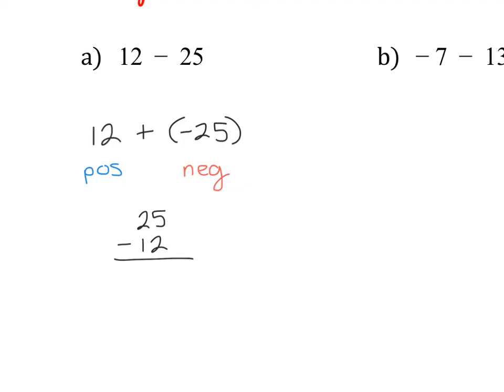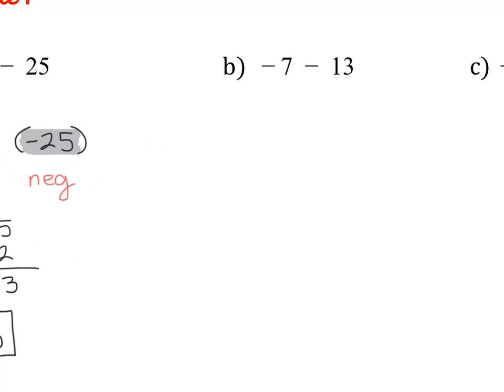So I'm actually going to do 25 minus 12. I'm just looking at the values. I don't care about the sign right now. So 25 minus 12, 5 minus 2 is 3, 2 minus 1 is 1. So my value is going to be 13. Now I just have to figure out what is the sign of my final answer. So now I'm going to go back and see what did I have more of. So I definitely had more negatives to start, which means my final answer is also going to be negative. There you go.